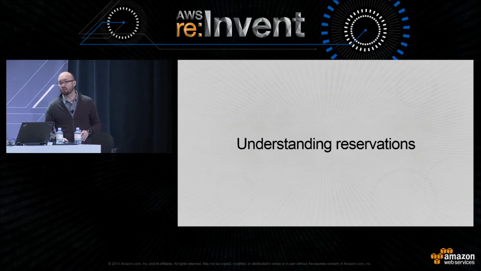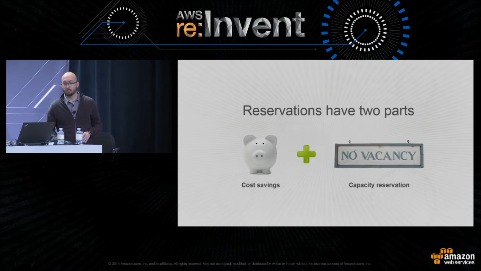So to begin, RIs have two parts to them. They have cost savings and they have a capacity reservation.